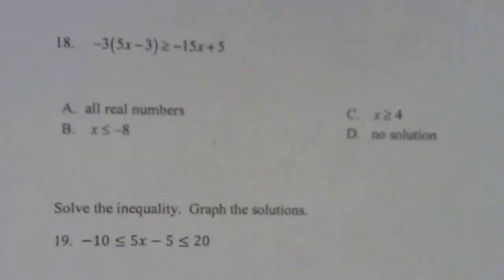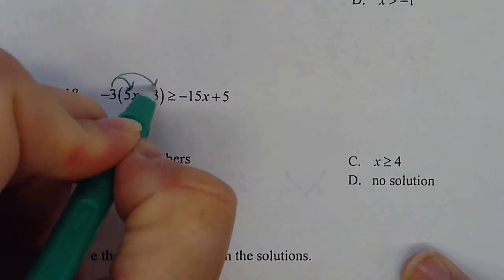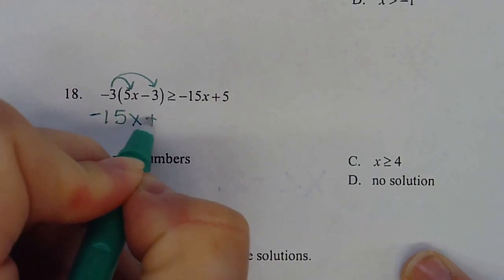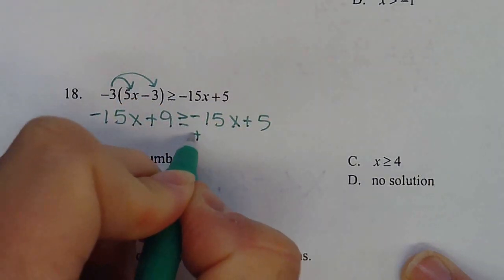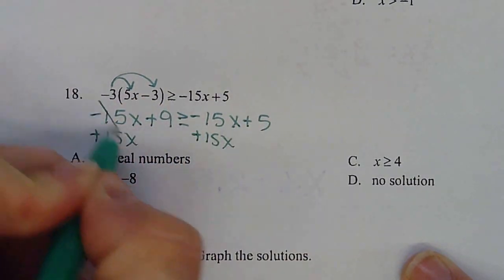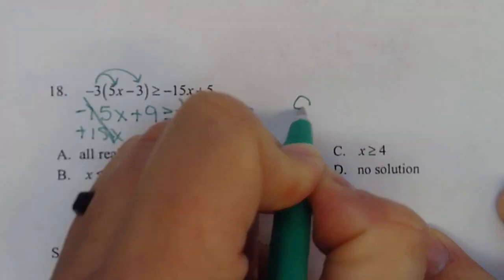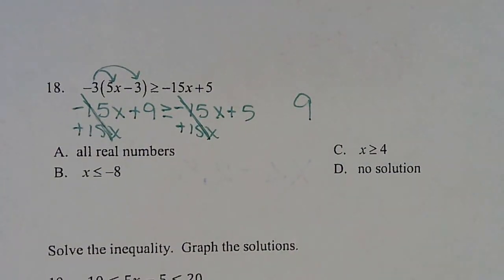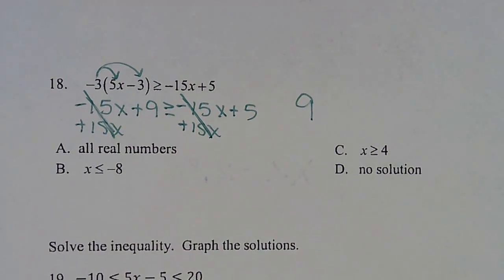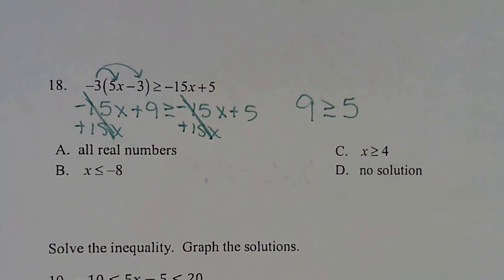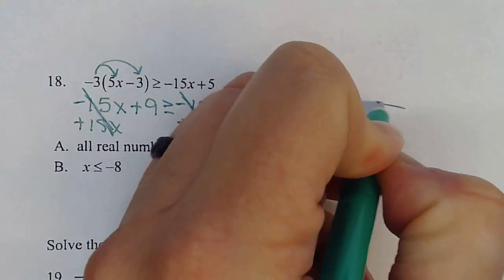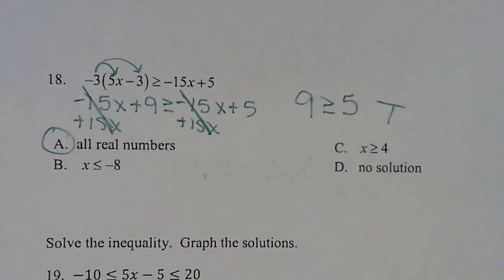And then for 18, you have to distribute. You get negative 15x plus 9 is greater than or equal to negative 15x plus 5. Add 15x to both sides. Cancels on the left, cancels on the right. Why going so fast? Because you should already have this done. This is like going over it to check it. So then you have 9 is greater than or equal to 5. So then you have to ask yourself, is 9 greater than or equal to 5? Yes, it is. 9 is greater than 5, so that's why it's all real numbers, or all solutions, infinite solutions, something like that.